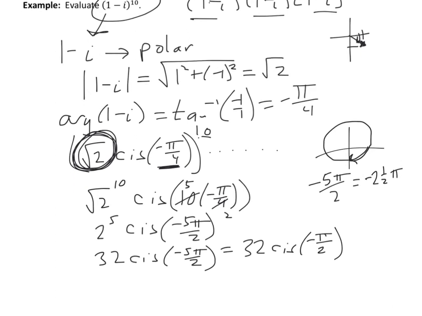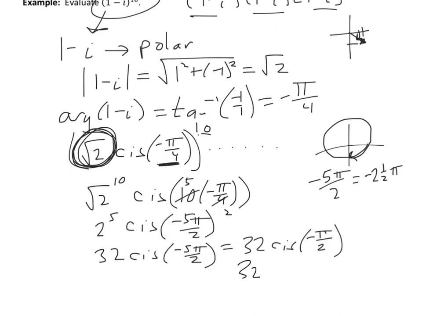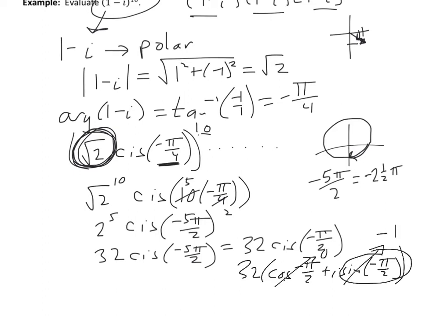And then we can even convert this further. 32 cosine negative pi over 2 plus i sine negative pi over 2. Well, the cosine of negative pi over 2 is 0. The sine of negative pi over 2 is negative 1. And so our answer here is negative 32i. So, believe it or not, we were able to figure out that 1 minus i to the 10th power is negative 32i. And it took us about 3 minutes, and we did it by hand. This is a really, really powerful tool in specific instances.